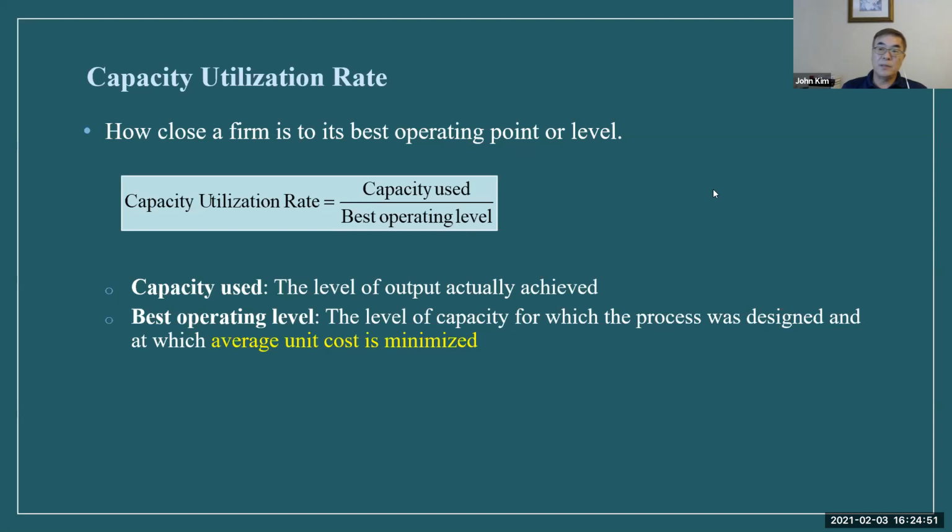Next one, capacity utilization rate. When we say utilization, it is capacity used divided by best operating level. Capacity used is how much is actually used. Then best operating level: this one is not the maximum capacity level, it is where average unit cost is minimized.